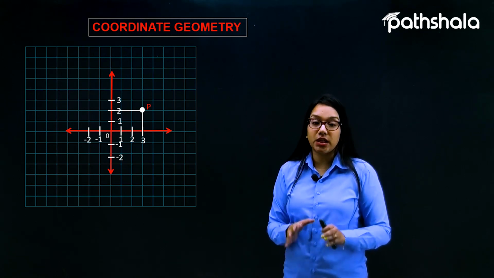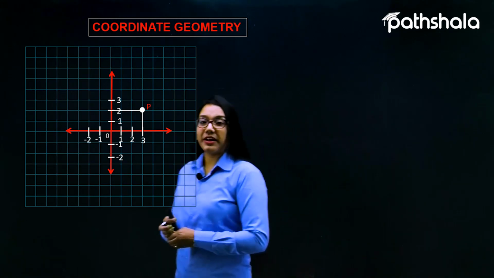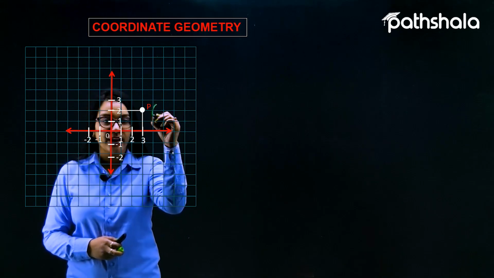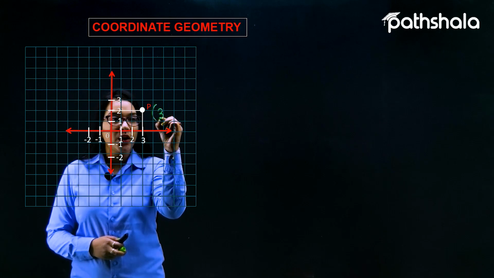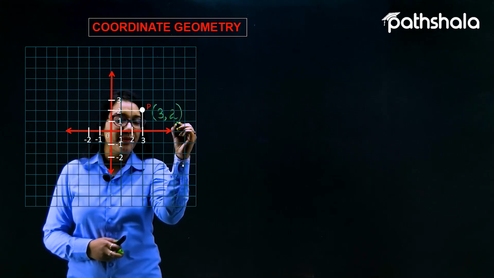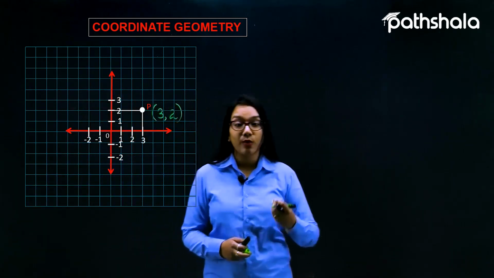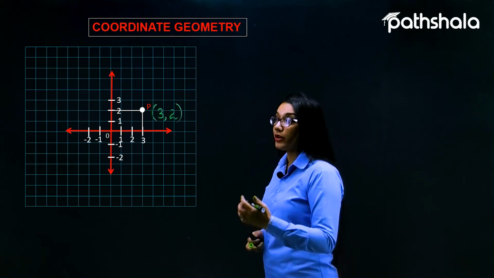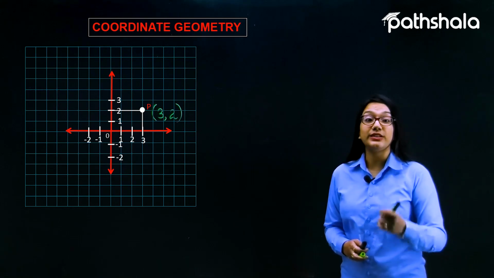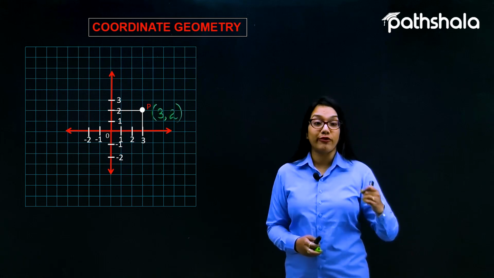So what is actually 3, 2? Let us suppose I'm writing it over here that the position of this point is actually 3, 2. This is something unique, something different. We do not know yet how we have written this 3, 2. This 3, 2 is actually called the coordinate of a point.